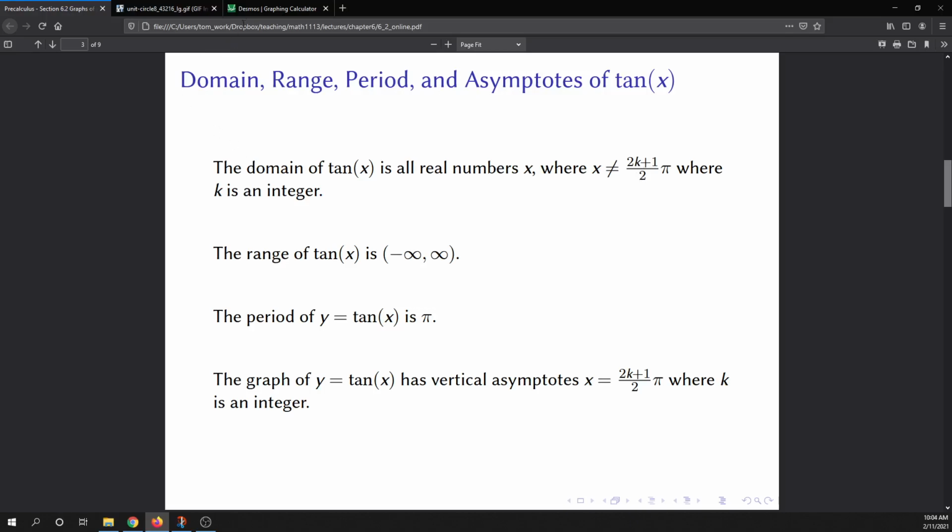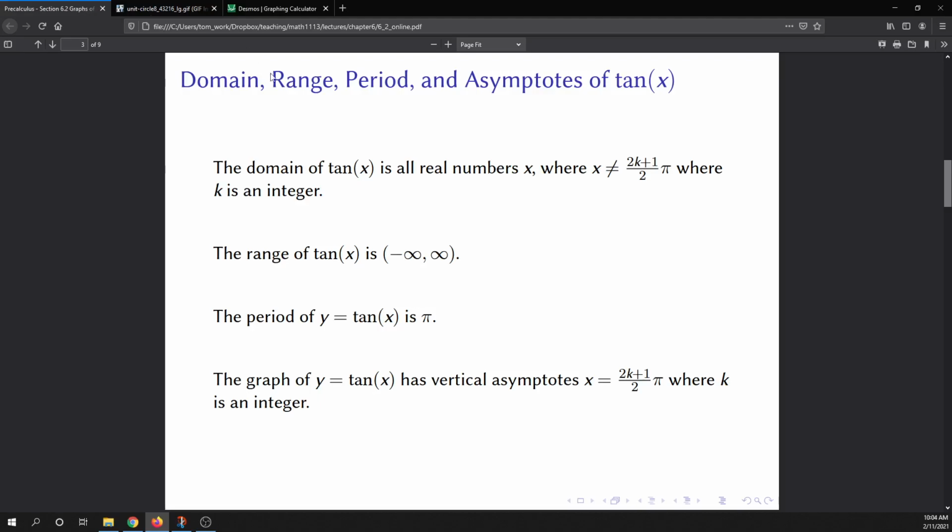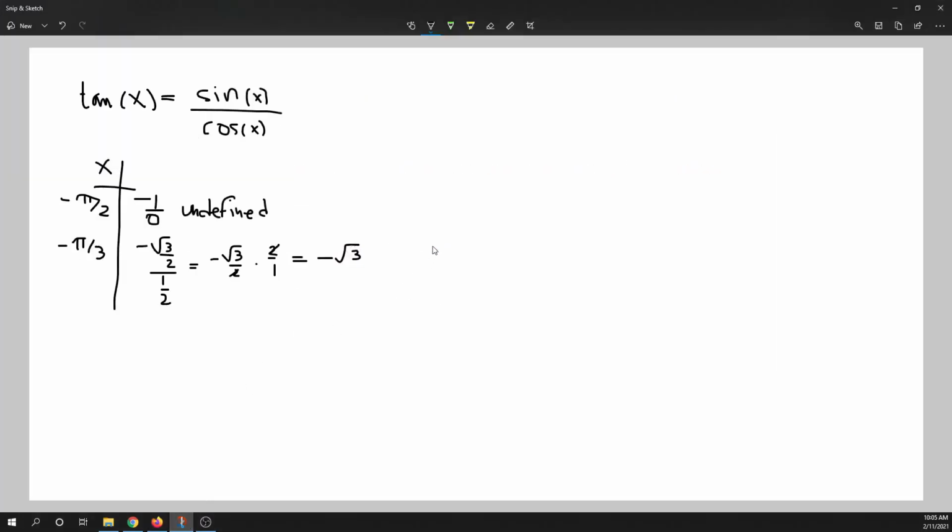Okay, so if you look at the graph, there are going to be infinitely many of these places where the tangent is undefined. And so we can write all of the places down basically using this formula here. So let me talk for a minute about that, because you will see that quite a bit.